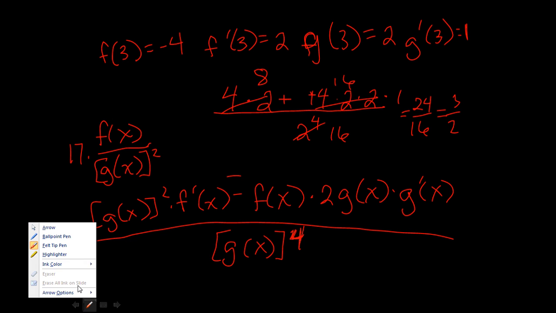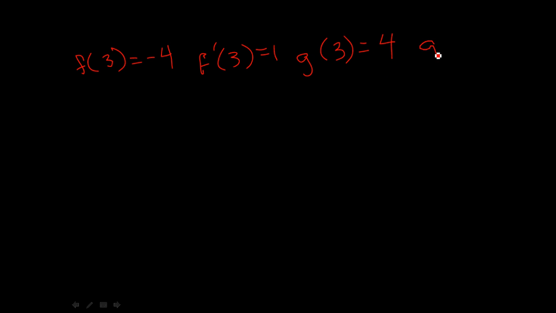And then I guess I'll just erase the whole slide for this last one. So let's say f of 3 equals -4, f prime of 3 is 1, g of 3 is 4, and g prime of 3 is 2. Whoops, that's 2. That's a 2 there. And then we'll say that f prime of 4 is 2. Or let's say 3, so it's different.